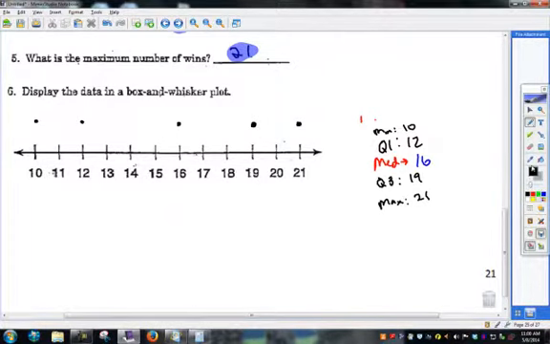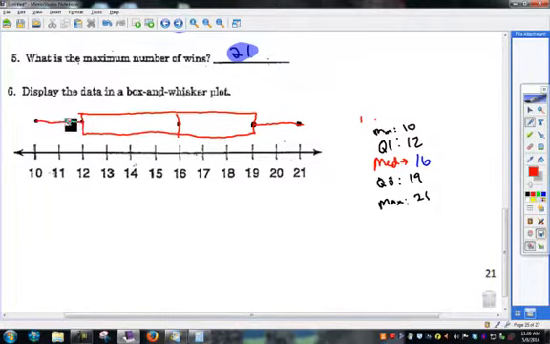Now remember, when you're making your box and whisker plot, you take Q1 through Q3 and you make a box around it. And there you go. There's my box. Then you draw a line through your median, and then you just connect your whiskers. And there's your box and whisker plot, guys.